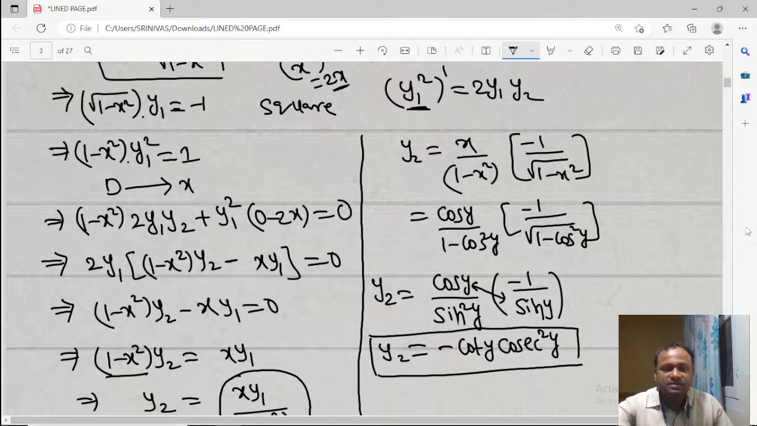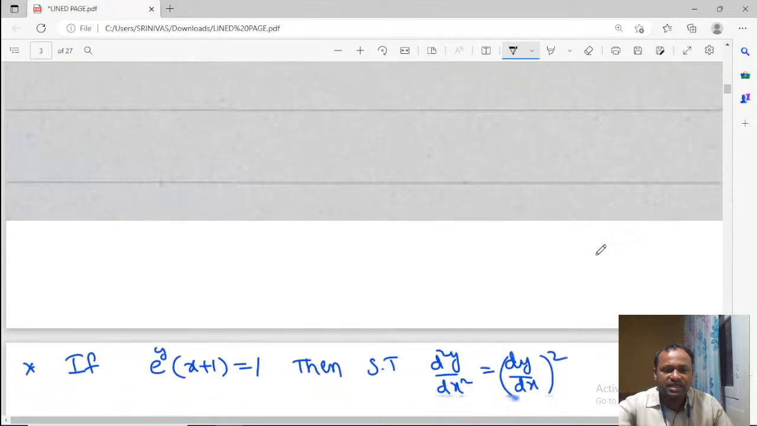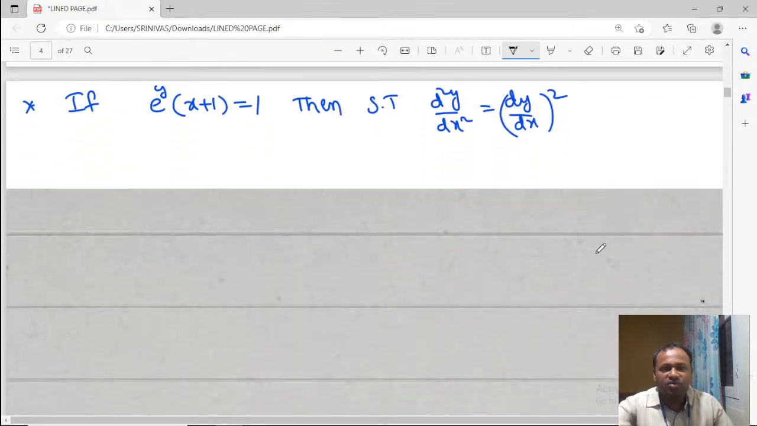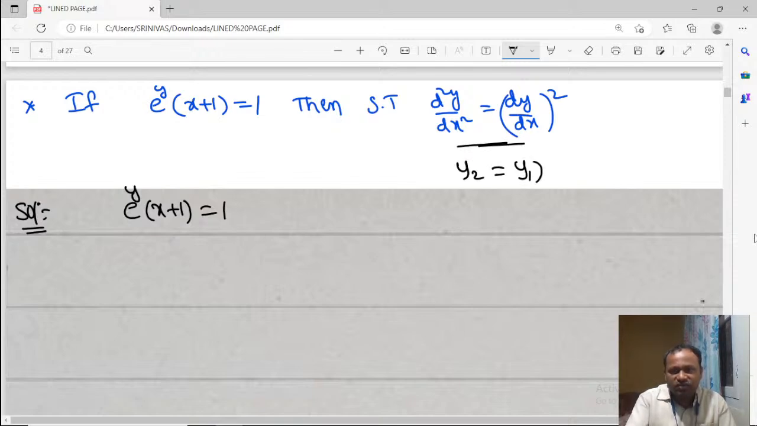Okay, so this is a little bit lengthy but easy. Now we are going to do one more problem. See this problem, it is also very easy. e power y into x plus 1 is equal to 1. We have to show that y2 is equal to y1 whole square. Now I will differentiate with respect to x.